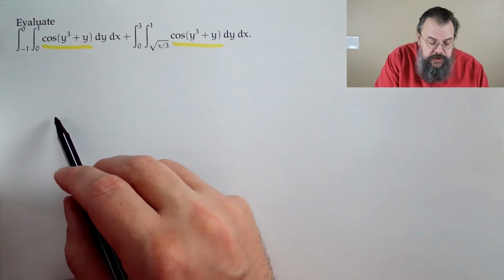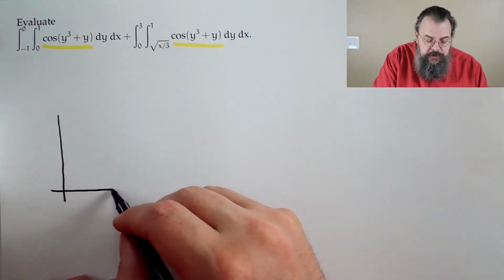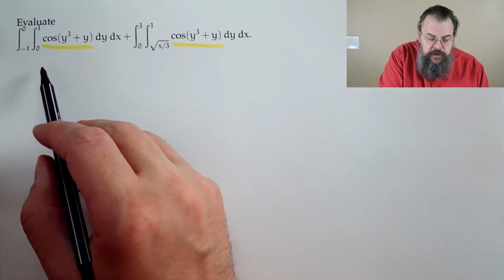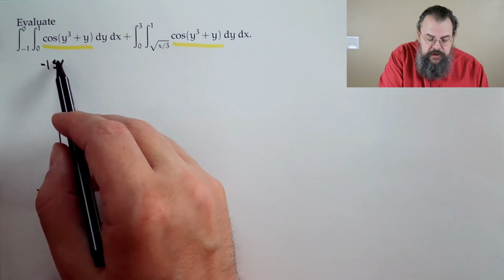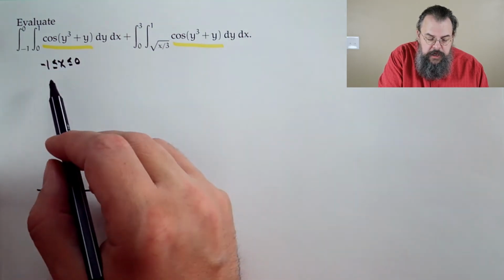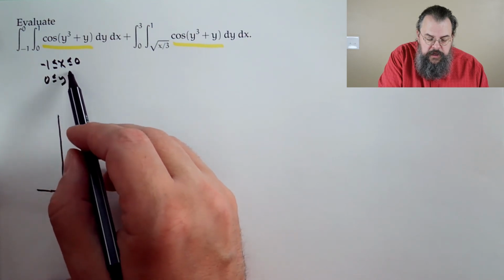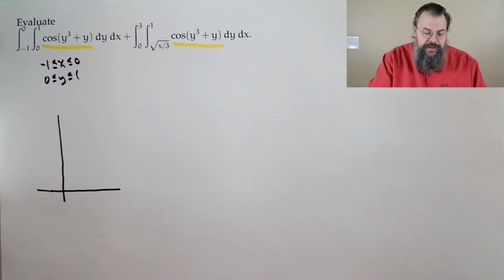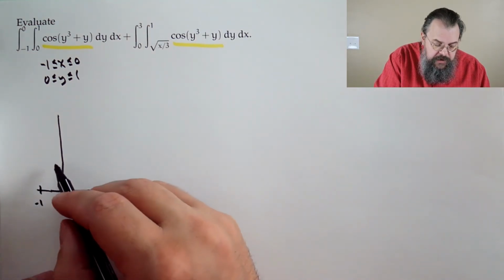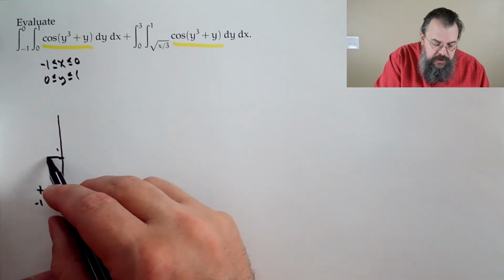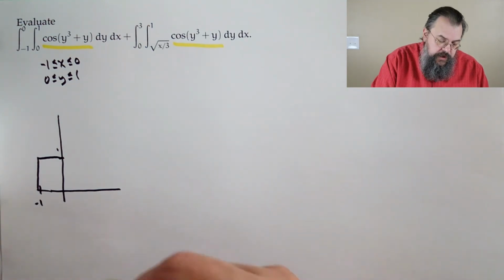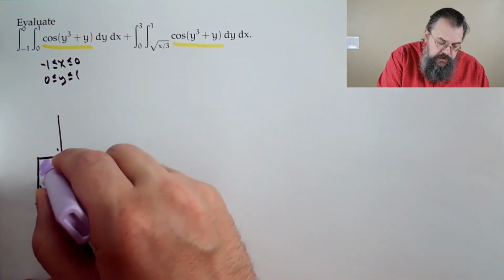Now, for the first integral, it's not so bad. We can actually read off what's going on, right? Because it says, look at what x does. It says -1 less than or equal to x less than or equal to 0, and then y goes 0 less than or equal to y less than or equal to 1, which means it's a nice little square. Here's -1, here's +1. There's our square. All right, so that's our first integral. Okay, wonderful.